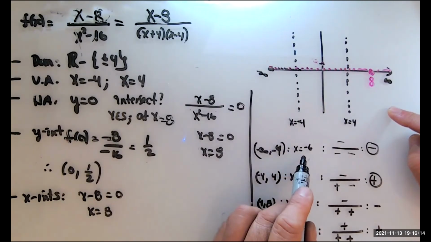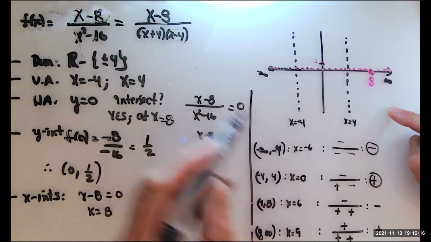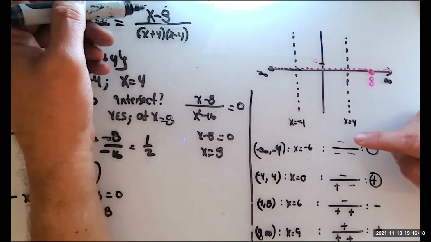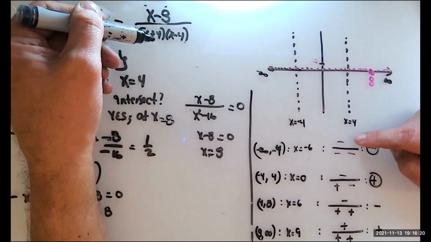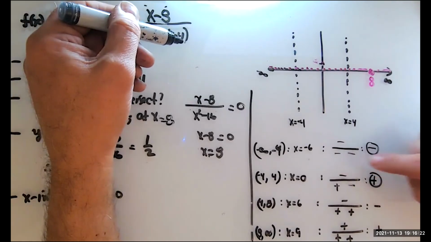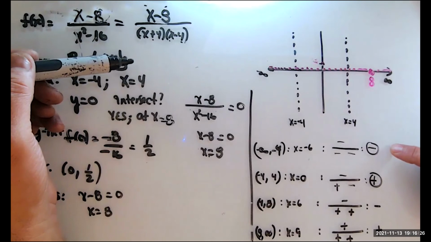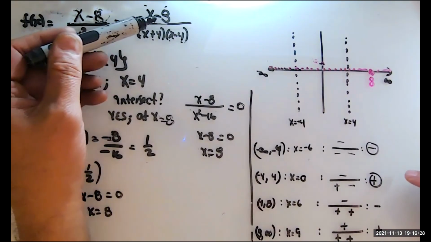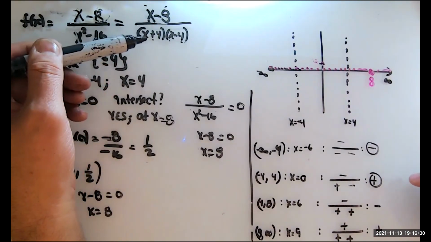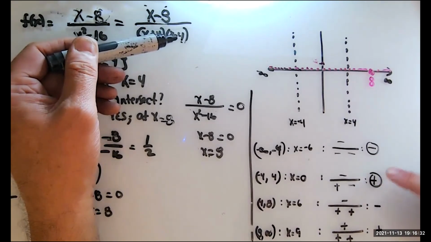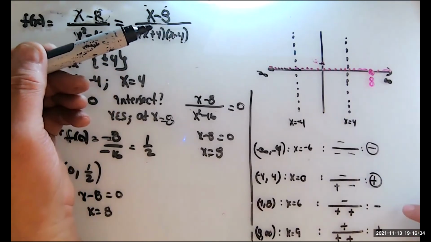I chose negative 6. So negative 6 minus 8, that's negative. Negative 6 plus 4, negative. Negative 6 minus 4, negative. Three negatives is negative. For the next interval I chose 0. 0 minus 8 is negative 8, 0 plus 4 positive, 0 minus 4 negative, therefore positive, only two negatives.